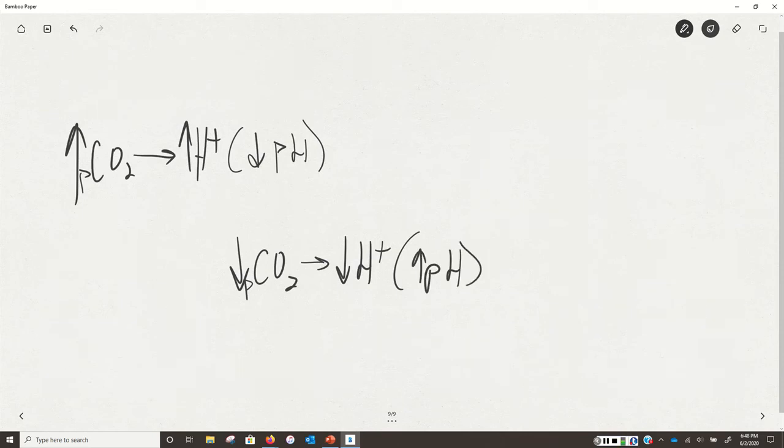So up at the top, this is shallow or slow breathing. Down at the bottom is rapid or deep breathing. Now watch this as many times as you need to. Keep rewinding it if you need to get this part to make sense. The less we breathe, the more CO2 stays in our body. The more we breathe, the more CO2 leaves our body. And whatever the CO2 does, the pH does the opposite.